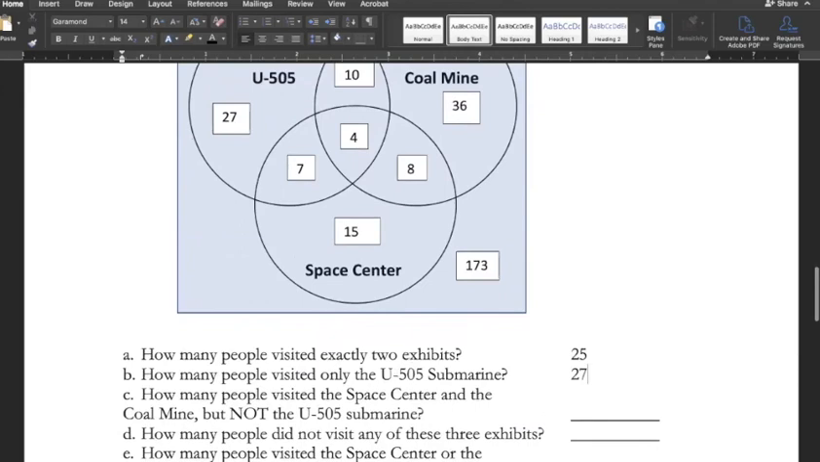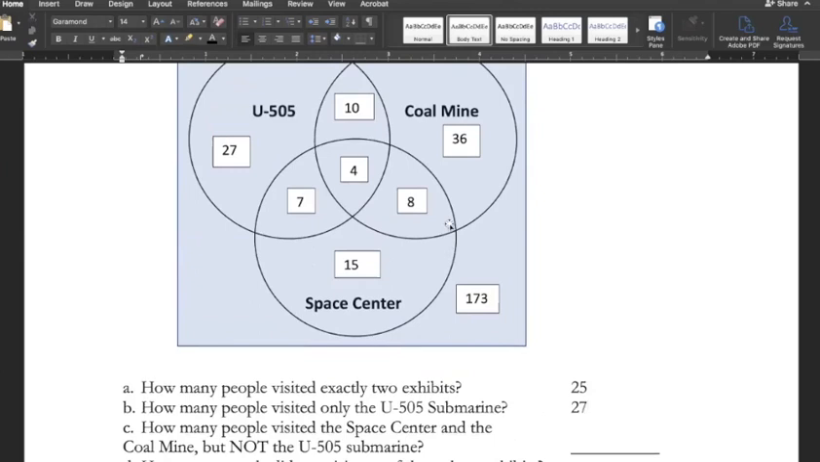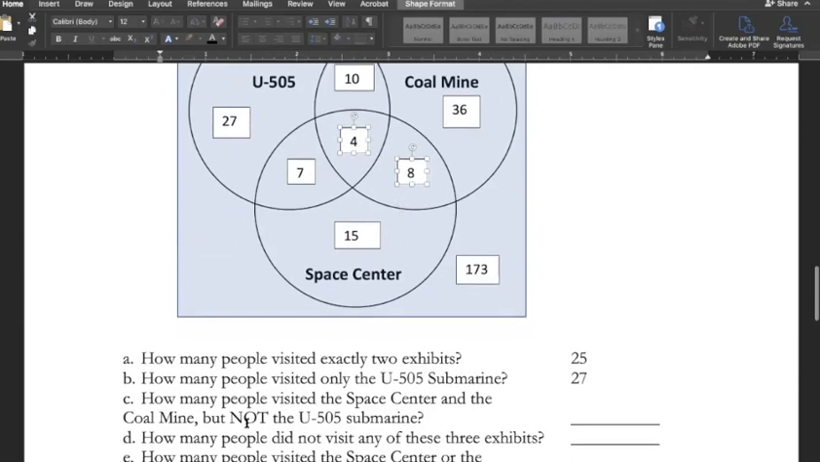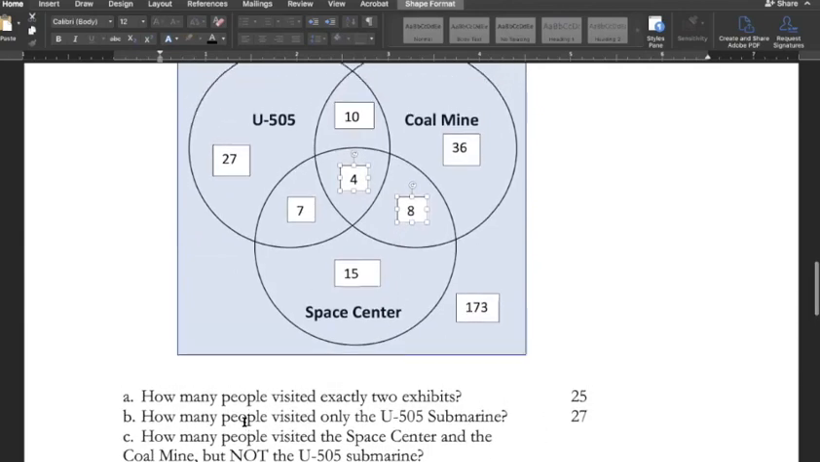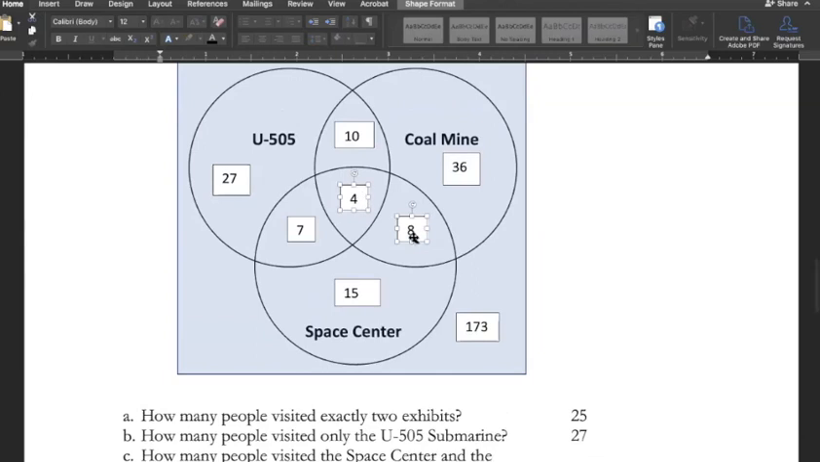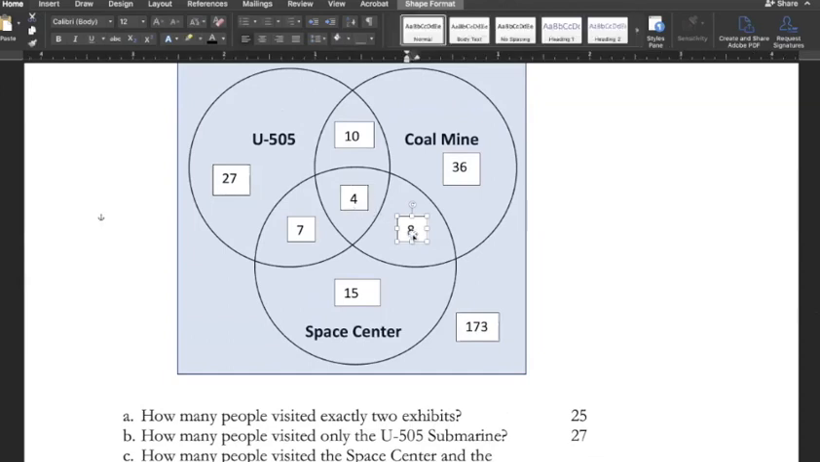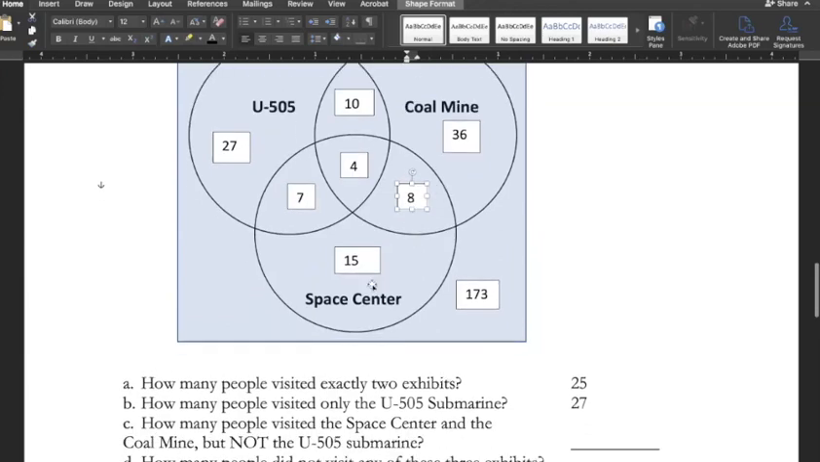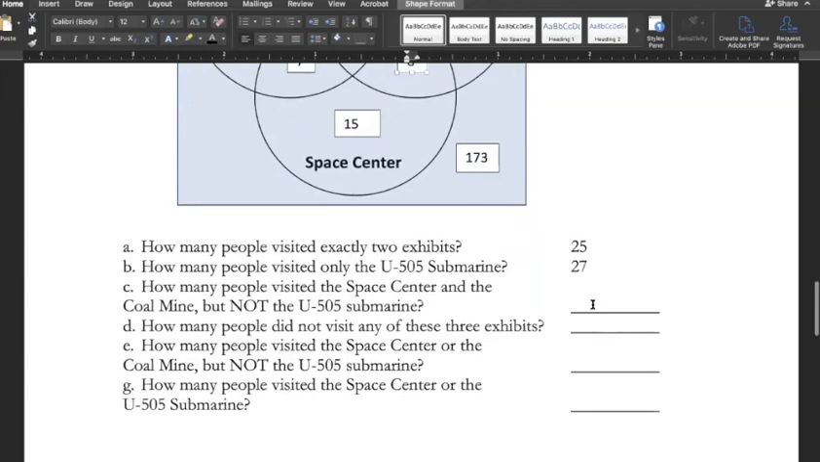Letter C says, how many people visited the Space Center and the coal mine? Okay, both of them, the Space Center and the coal mine. Okay, we know these are the people who visited the Space Center and the coal mine right here. These people and these people visited the Space Center and the coal mine. But notice it says, but not the submarine. Okay, so when we look at these 2 groups of people, these people visited the submarine as well. So we're not going to include them. Okay, we're only going to consider these people because these are the people who visited the coal mine and the Space Center. They did not visit the submarine. So that number is 4.